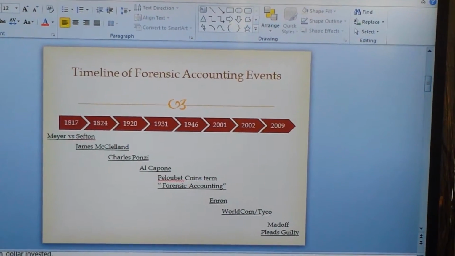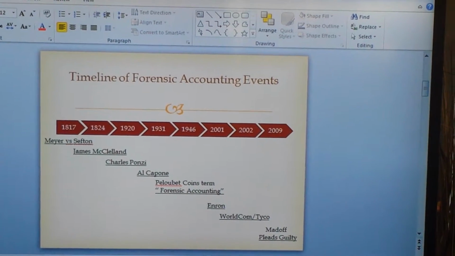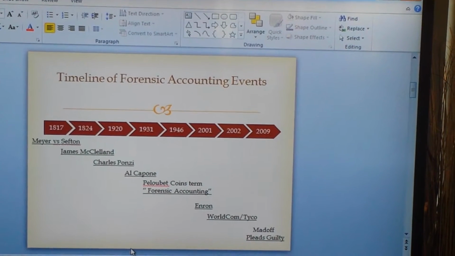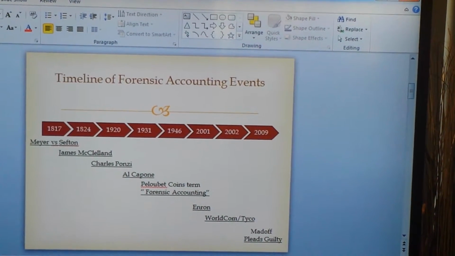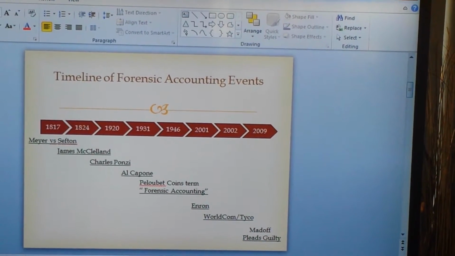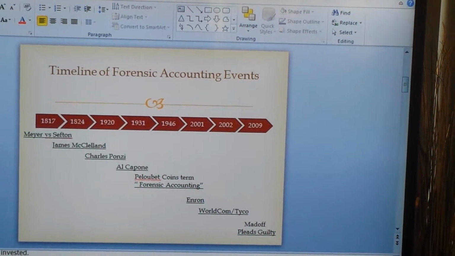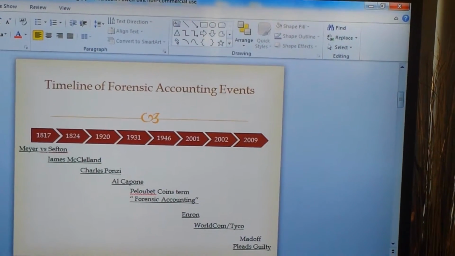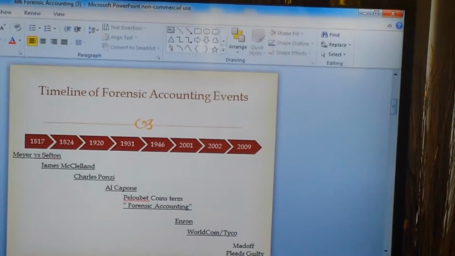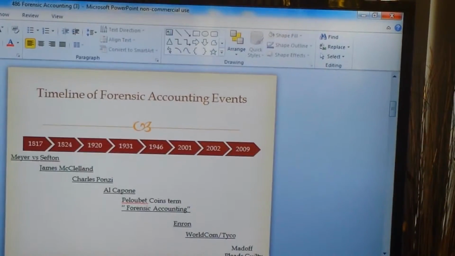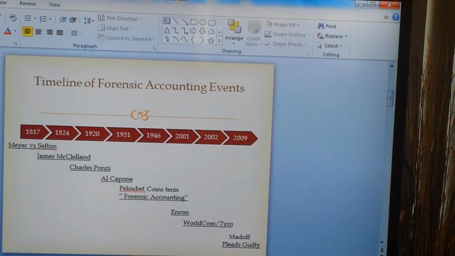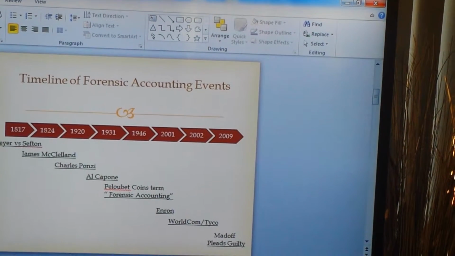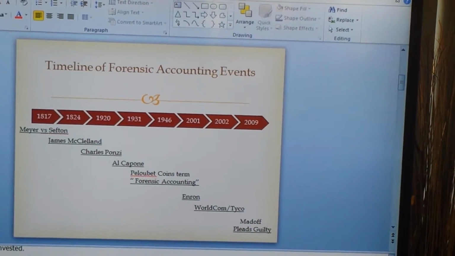In 1931, we have the case of Al Capone, and I'll cover that later on. It has its own slide. In 1946, we have Maurice Ploubet. Ploubet was the first to coin the term forensic accounting. Ploubet was a distinguished member of the New York accounting community for 53 years. He also served as president and later on as director of the New York State Society of CPAs.